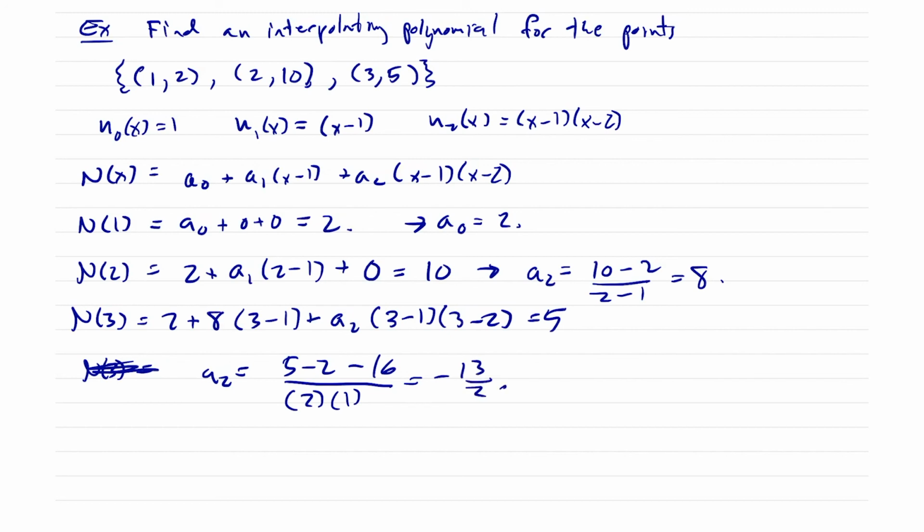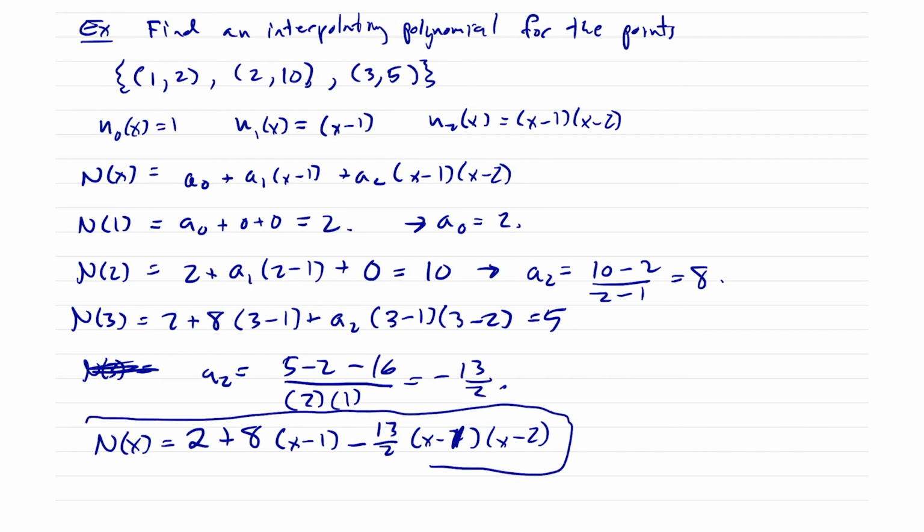So what we get? Well, we get that N(x) is equal to 2 plus 8 times x minus 1 minus 13 over 2 times x minus 1 times x minus 2. And there we go. Okay, and so that is the interpolating polynomial for these 3 data points. And it's pretty easy to find those coefficients.